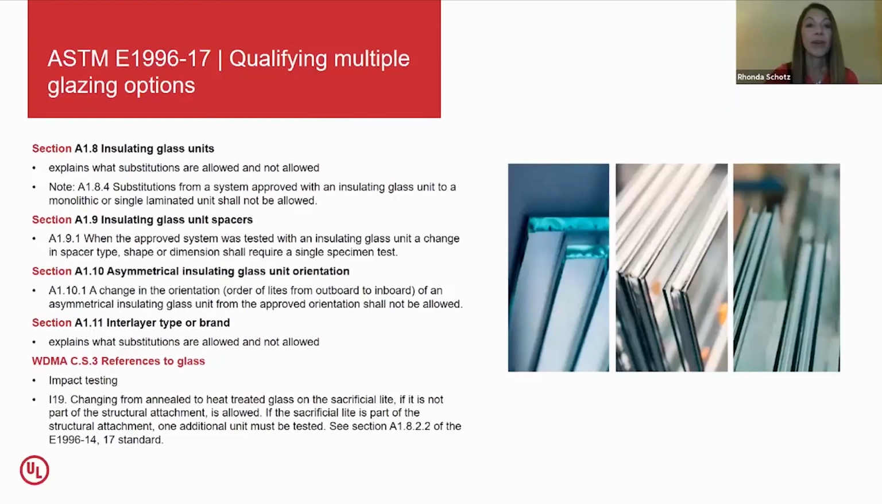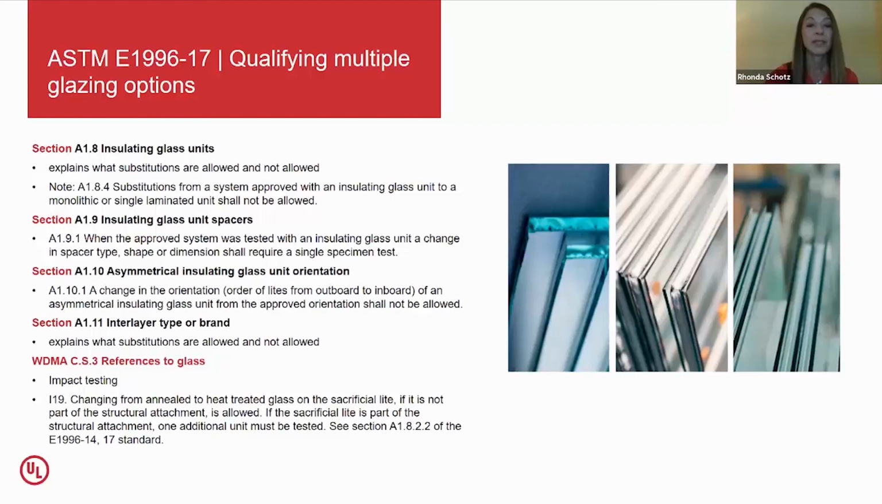When trying to qualify multiple glazing options for your product, make sure to review these sections about substitutions allowed and which substitutions are not allowed. Example, if testing is performed with insulated impact glass and you would like monolithic qualified, that is not allowed per section A1.8.4 of the ASTM E1996.